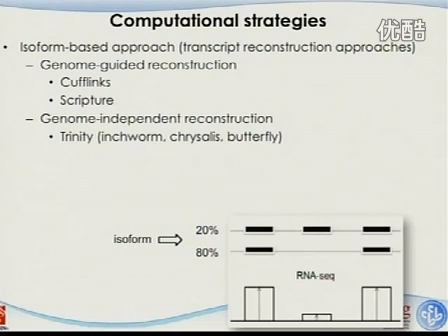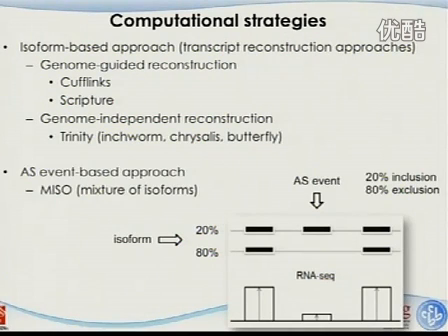One is the coupling, and the other is the scripture. And the second one is genome-independent reconstruction. So basically what you do here is you first do the assembly and then do the isoform reconstruction. So we'll get to there. But both these two general categories are isoform-based approaches.